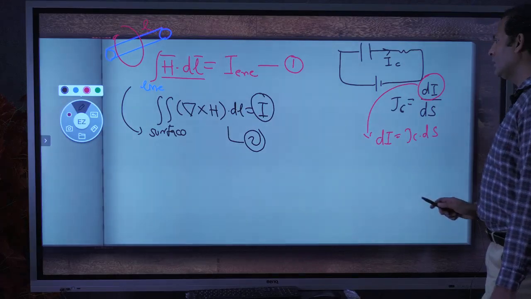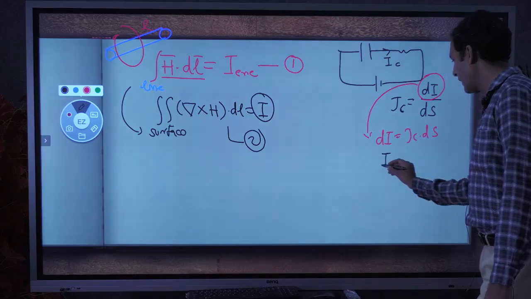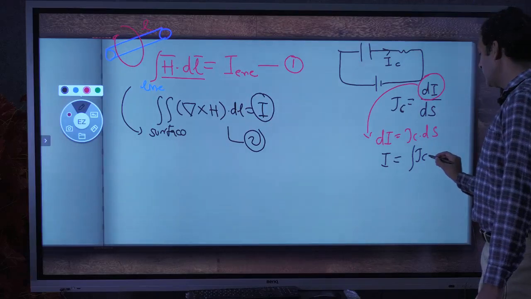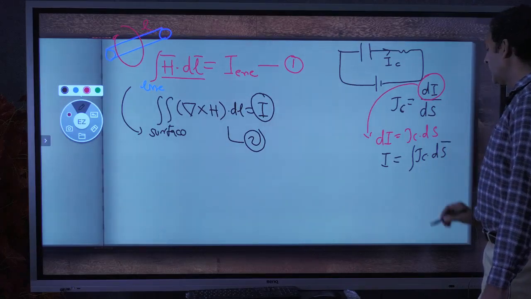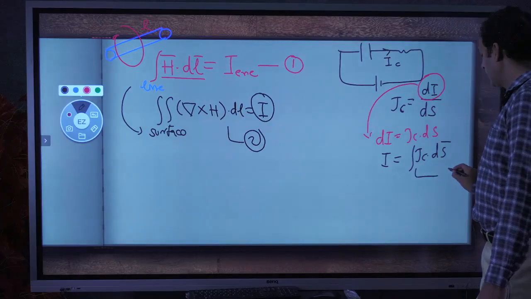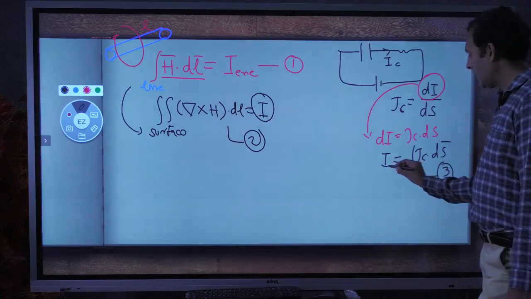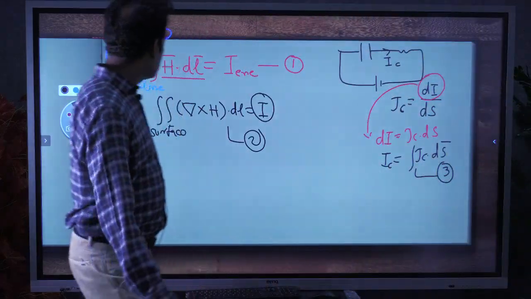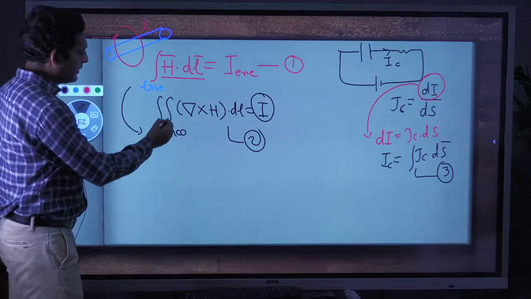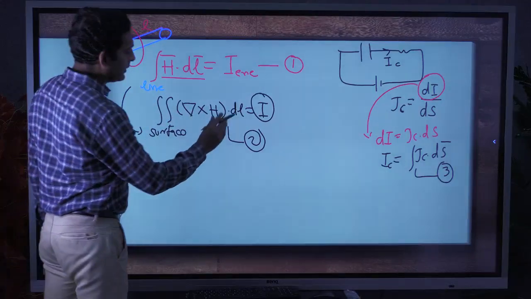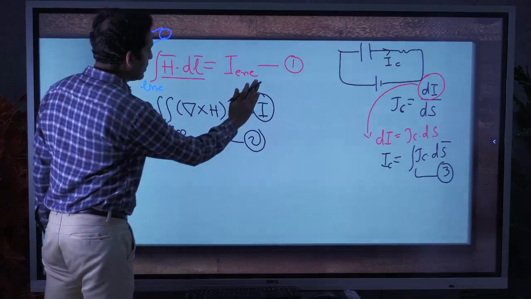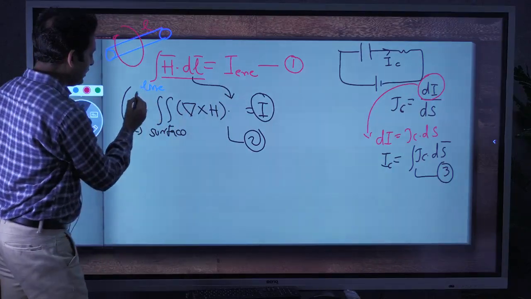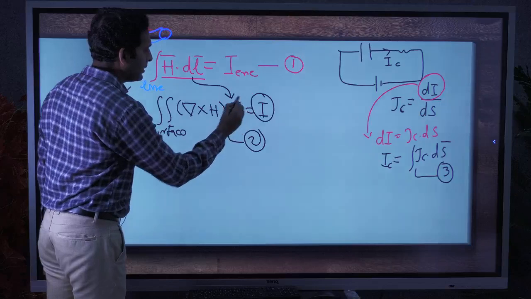So this Jc dot ds, if we want to find the total current I, we have to take integration, that is I is equal to the integral of Jc dot ds bar. So this is equation number 3. Now this is for IC. We can keep this value of I in equation number 2. In equation number 2, we have the surface integral of del cross H dot, where this dl will be converted to surface. Here we have to make a correction, because in Stokes theorem we convert line to surface. So here we have to write ds bar.